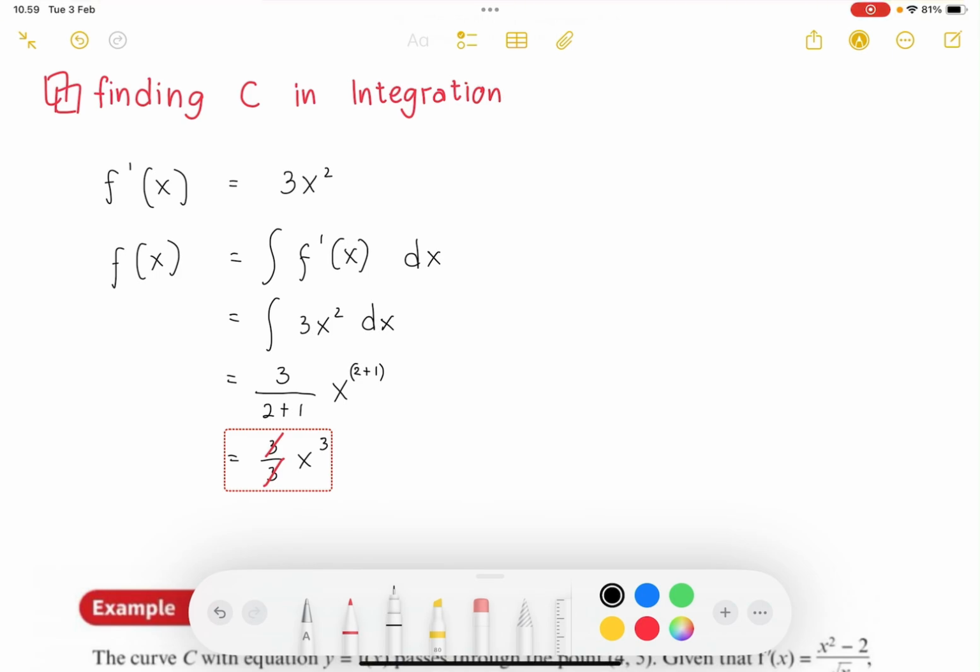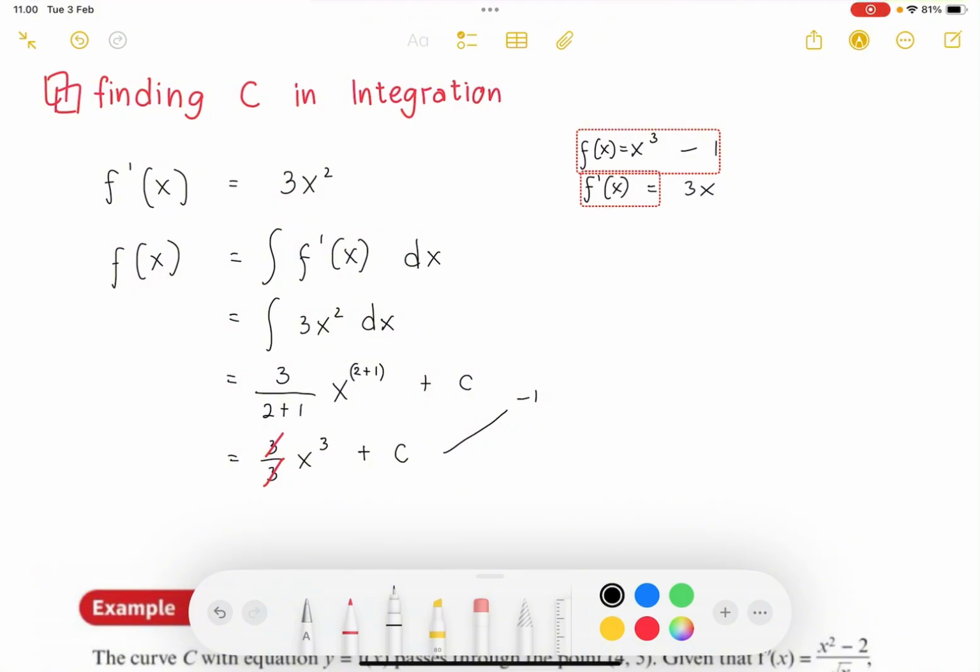Like what we have learned before, when we integrate the function, we should put c there, right? Okay, why should we put c? Again, I remind everyone, take a look. If I change the c with minus 1, x to the power of 3 minus 1. Now, this is my f(x). If I want to find the f prime x, what will it be? Correct. 3x to the power of 2. What about the minus 1? Can we derive it? Yes, we can.